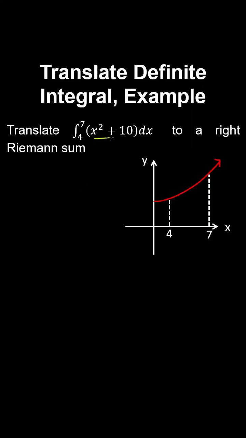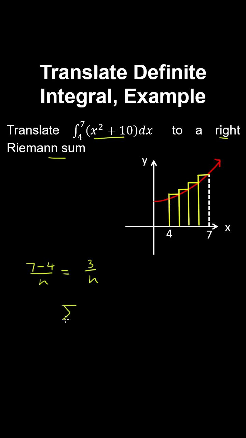Let's translate this definite integral to a right Riemann sum. So recall with a right Riemann sum, the right of each rectangle touches the curve. And we'll assume rectangular partitions with a uniform width. So given the interval we're looking at from 4 to 7, the width of each rectangle is 7 minus 4 over the number of rectangles.